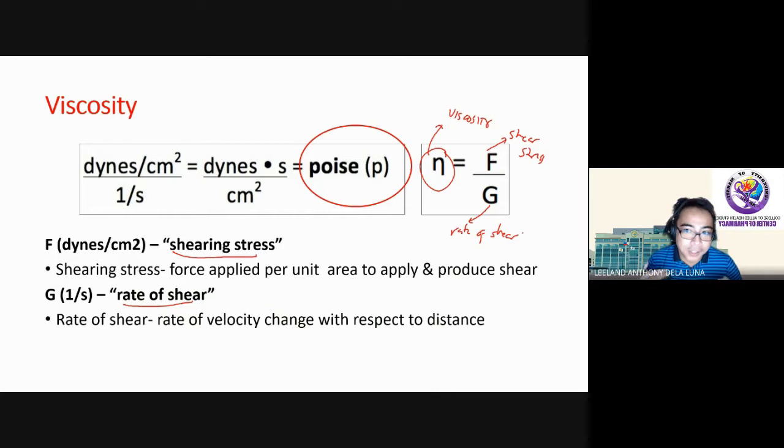Now, both factors, class, are important when it comes to viscosity. Okay? So the viscosity, class, ayan, simply talks about the force applied per unit area and the rate of velocity change with respect to the distance.